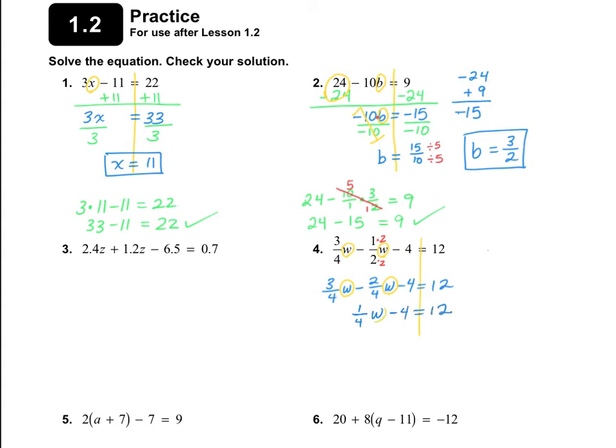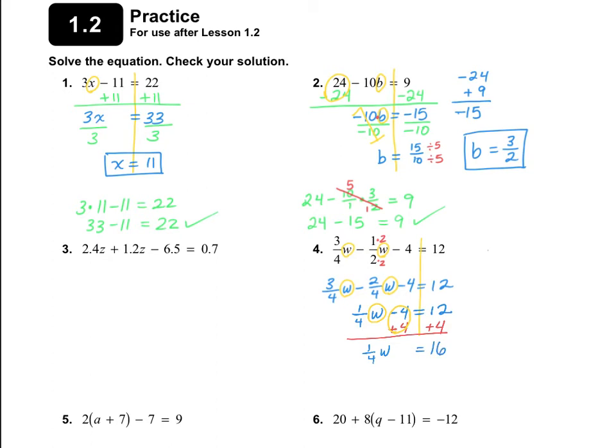Okay, now we just need to solve for W. So my first step is to get rid of that minus 4 by doing the opposite, which is adding 4 on both sides. When I do that, the minus 4 and plus 4 cancel to 0, and I'm left with 1/4 W equals 12 plus 4 is 16.